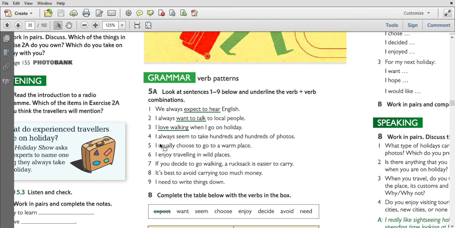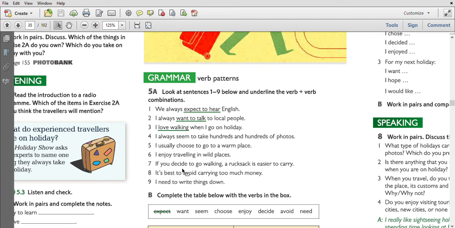Number 5. I usually choose to go to a warm place. Here, the verb plus verb combination is choose to go. 6. I enjoy traveling in wild places. Here we choose enjoy traveling. So, sorry, the verb plus verb combination, enjoy plus traveling. Number 7. If you decide to go walking, a rucksack is easier to carry. Here, decide to go, the verb and verb combination.